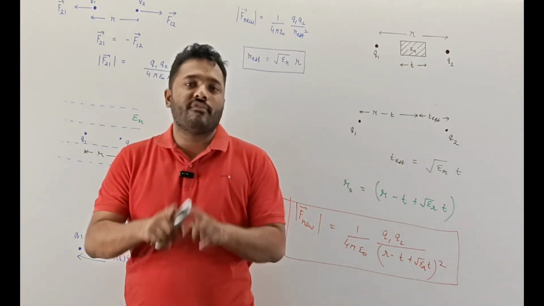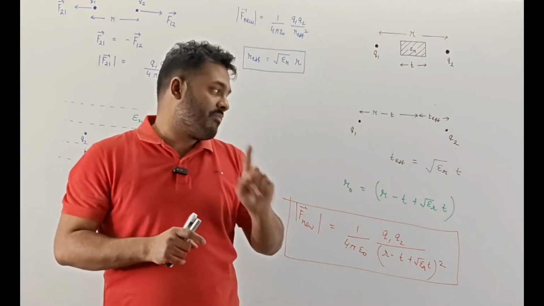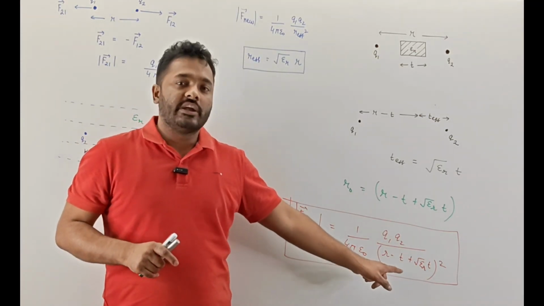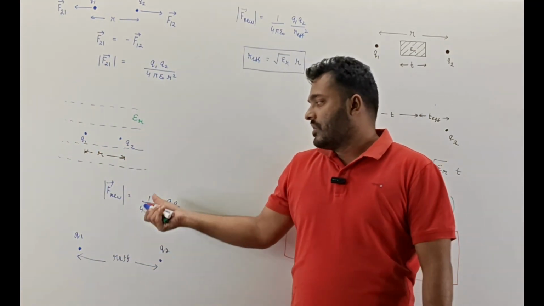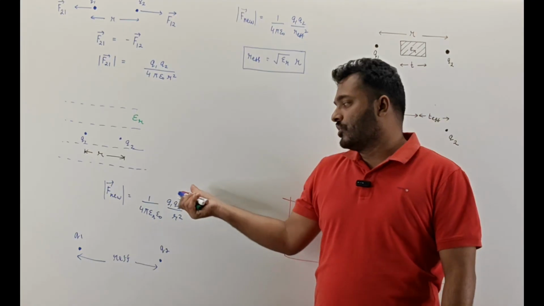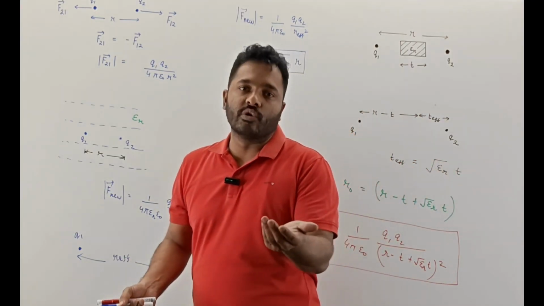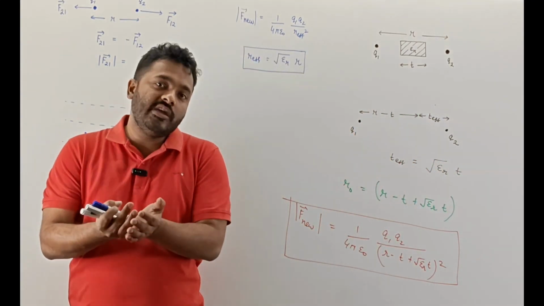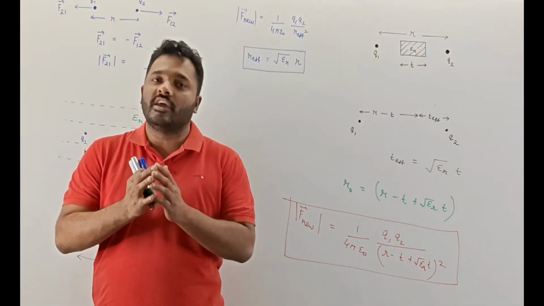So over here, if we have 4 options, and if in any one of them this value comes, that is, in the medium 1 by 4 pi epsilon or epsilon naught Q1 Q2 by T square, then we will directly tick that one. If there is no such option, then other than knowing the physics there is no other option.